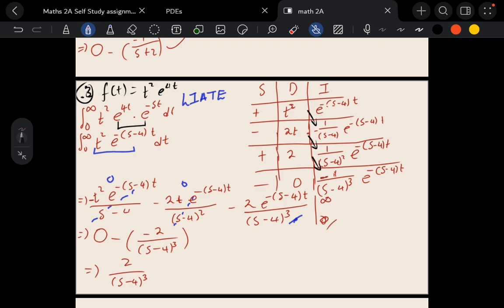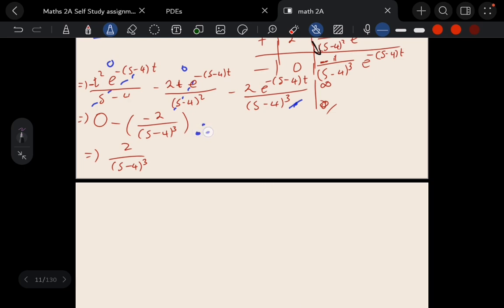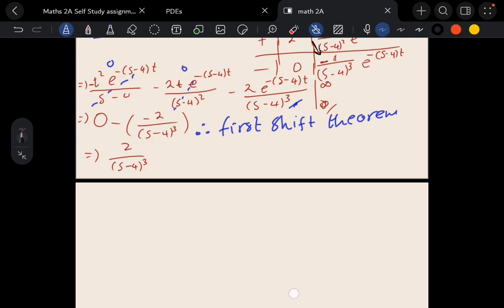Now, what you see here, you are witnessing something called the first shift theorem. This is the proof of the first shift theorem, which states that when you take the Laplace transform of e to the power at times f of t, the answer is going to be F of s minus a. So this is your first shift theorem.